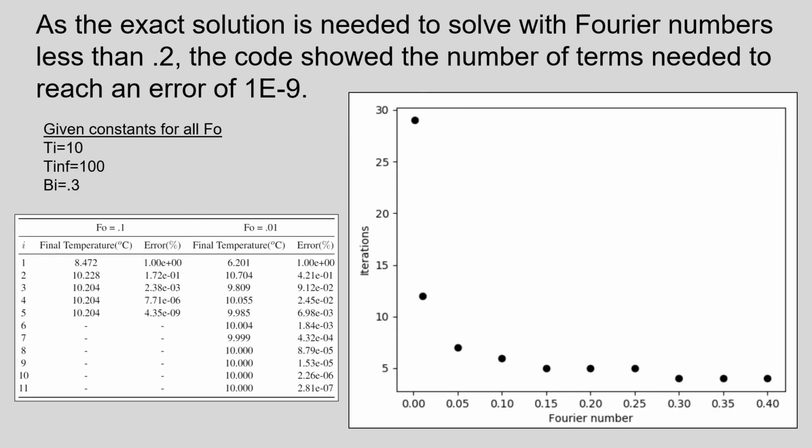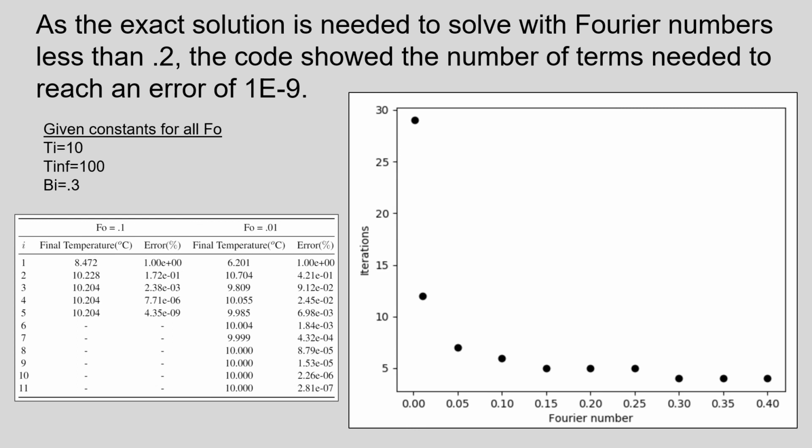As these previous assumptions do not cover all the problem types, we needed to use the exact solution to solve for Fourier numbers less than 0.2. The code was able to then give us the number of iterations needed to reach an error in our final temperature of less than 1 times e to the negative ninth. We gave them all the same constants to keep it the same, with an initial temperature of 10, a T infinity of 100, and a Biot number of 0.3.